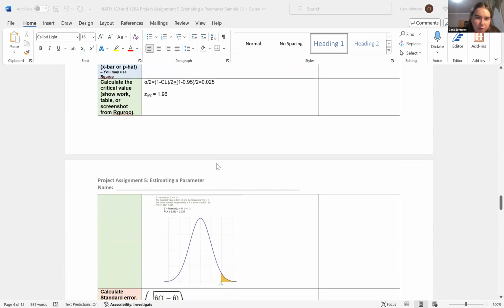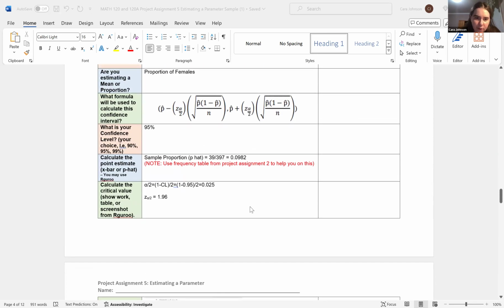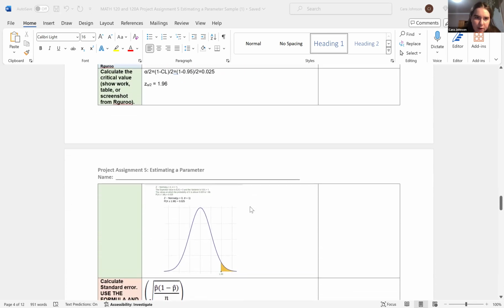The critical value, with this formula, is a z value, so it's a little bit different. But you're still going to calculate your alpha over 2. So 1 minus the confidence level divided by 2. So 1 minus 0.95 divided by 2 gets me 0.025. And now I'm going to go ahead and put it into our guru to get the z value.